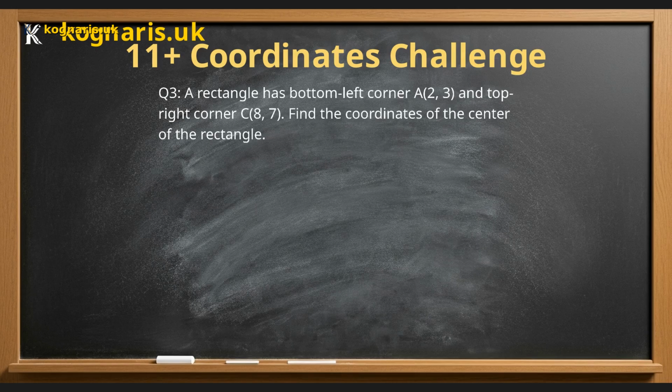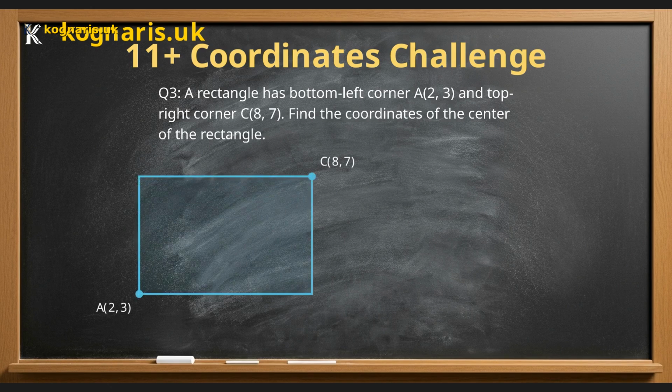And finally, question 3. A rectangle is drawn on a blank grid with no grid lines. We only know 2 opposite corners, A at (2, 3), and C at (8, 7). We need to find the coordinates of the center. Let's sketch our rectangle with corners A and C first.